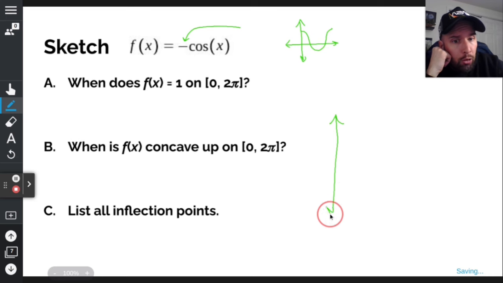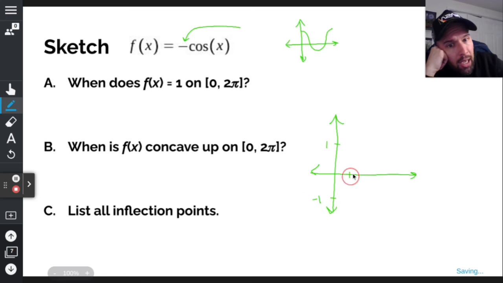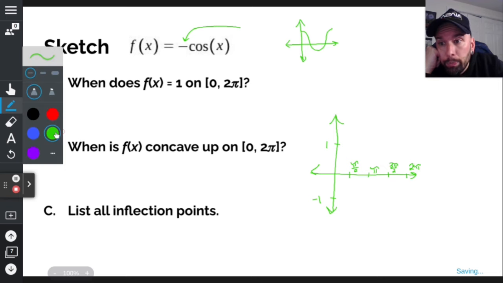So let me draw this out. Okay, this won't start out at 1. This will start out at negative 1. And then it'll come up, hit the x-axis at pi over 2. It'll hit 1 at pi. It'll come back down and hit the x-axis again at 3 pi over 2, and then repeat the process at negative 1 at 2 pi. So let me draw that out.